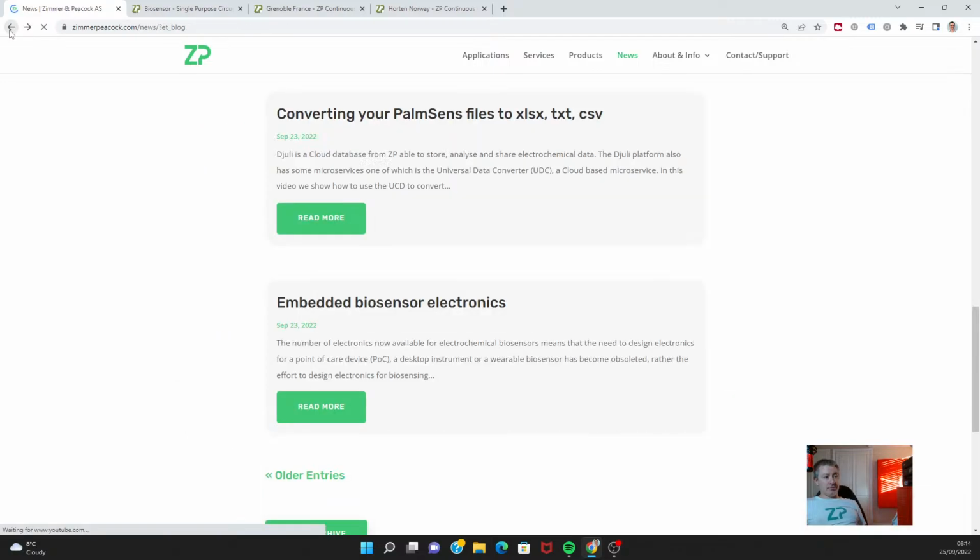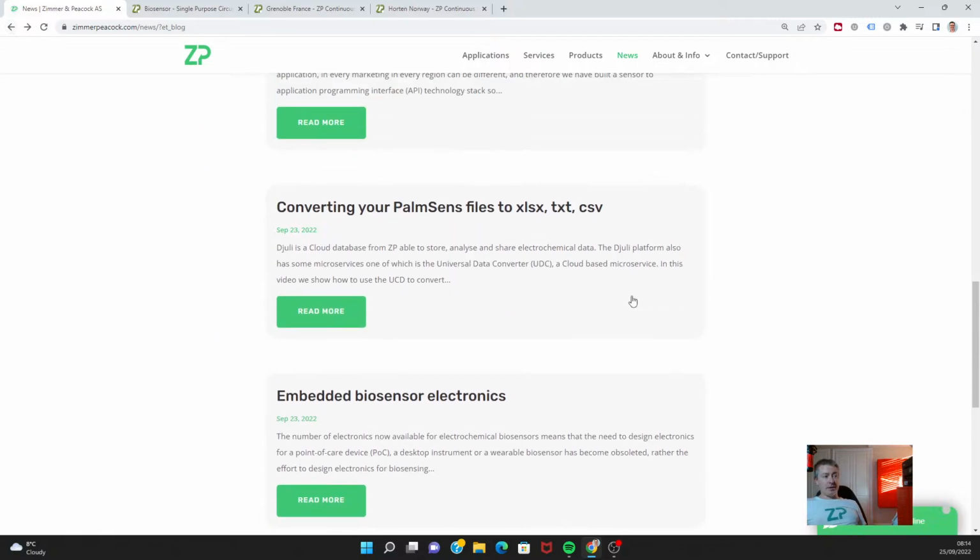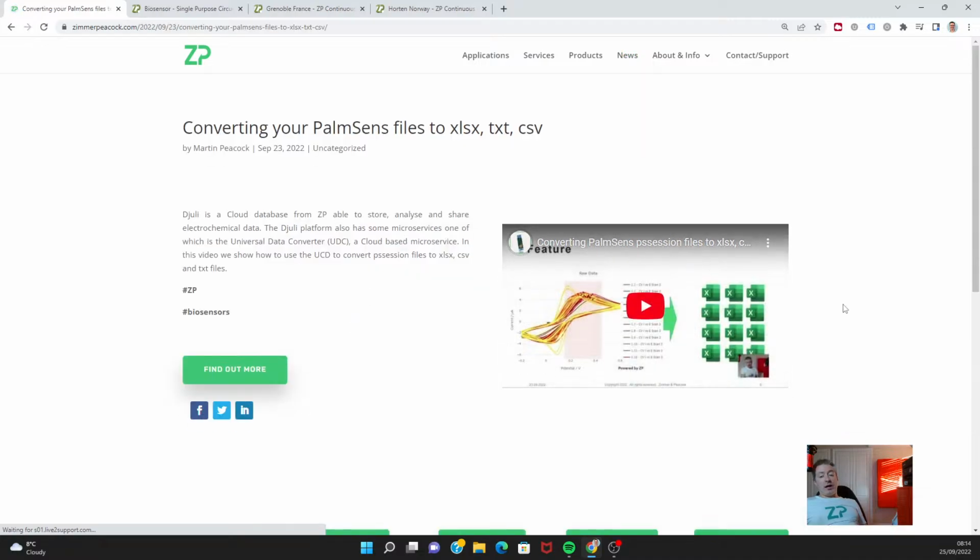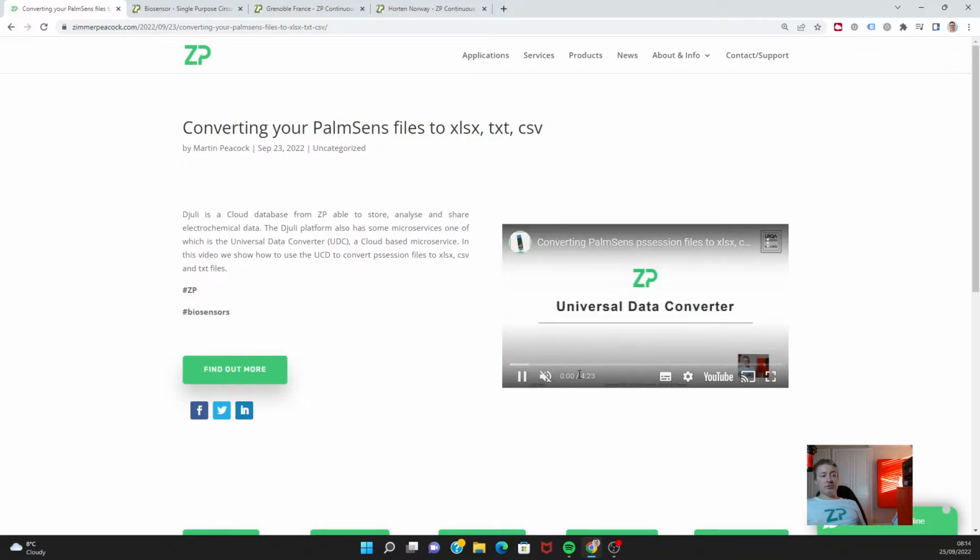So that was just some news from Zimmer Peacock on embedded electronics. I mentioned it earlier on because our whole technology stack is, so for example, today I've mentioned lactose sensors. Now I've mentioned electronics. We live in an IoT world, an Internet of Things world, so people really want to get their data up to the cloud.